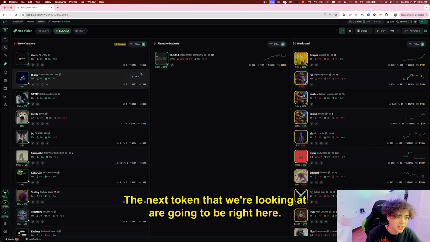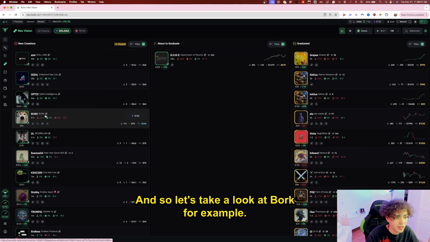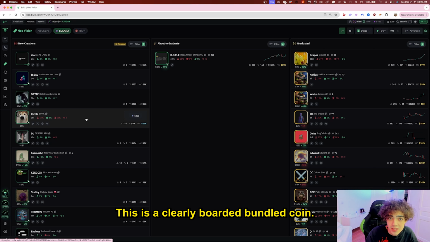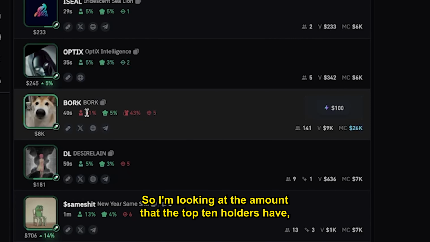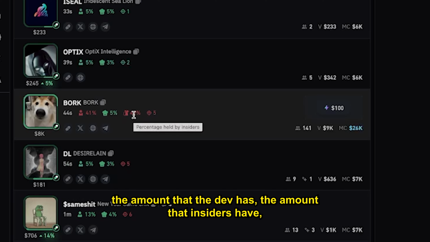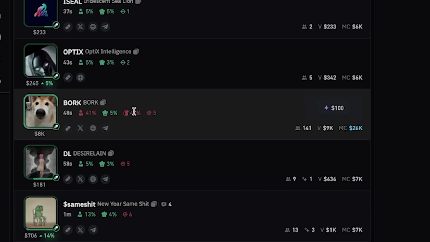The next token stats that we're looking at are gonna be right here, and so let's take a look at BullX, for example. And remember I told you I'm immediately not buying it. Here's why. This is a clearly botted bundled coin. So I'm looking at the amount that the top 10 holders have, the amount that the dev has, the amount that insiders have, and then the amount of snipers there are in the coin.